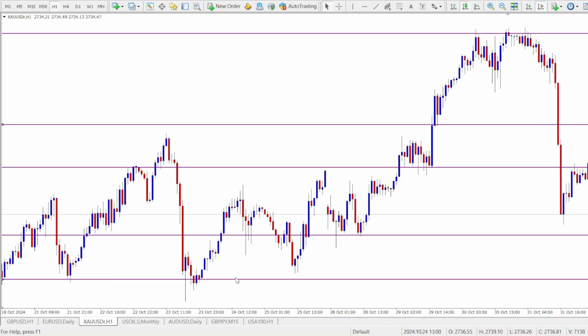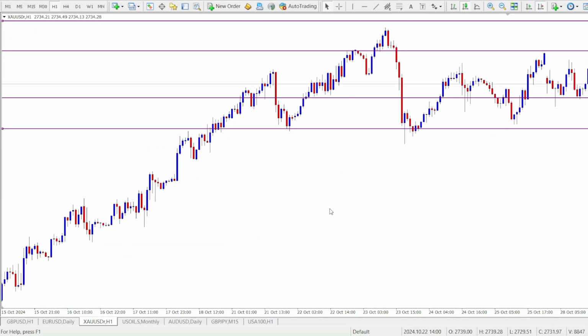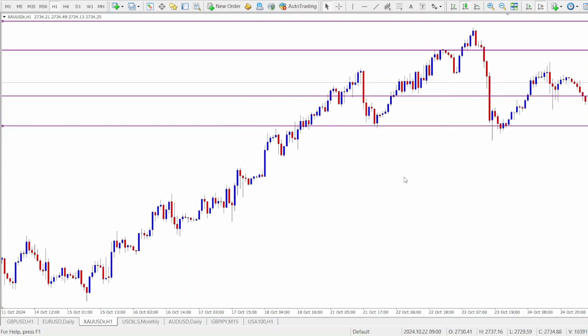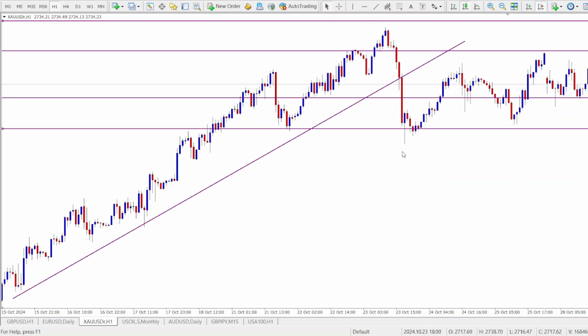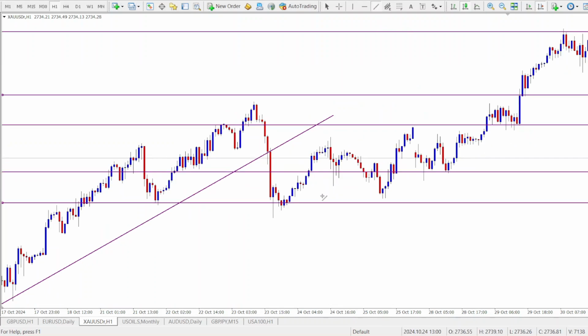Okay, I'm checking here to see if I'm going to find something like that. Well, we have something like a hammer around here. Okay, and this formed around the support, right? So this shows that a bullish reversal is possibly happening. Now, I don't know if I'm going to call this a bullish reversal because this is coming from a bullish trend. So in this case, this is not a bullish reversal. This is more of a bullish continuation.